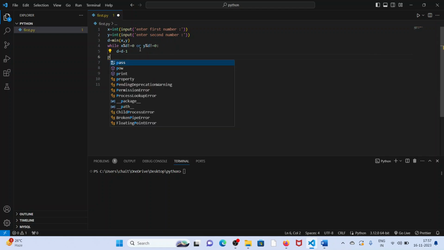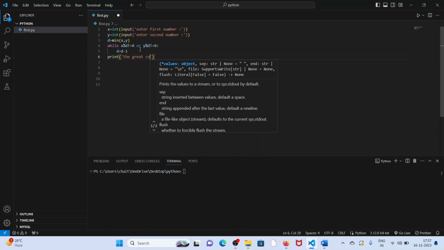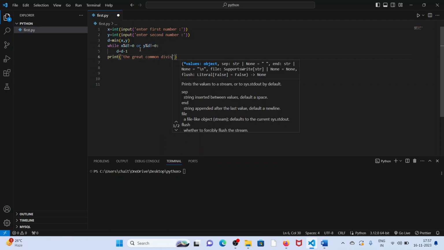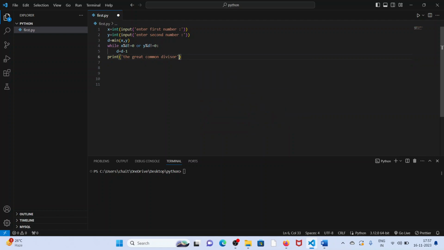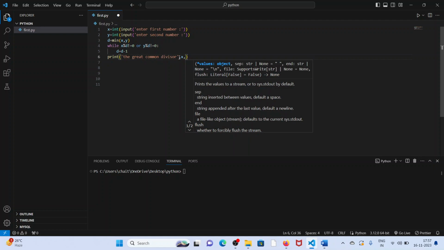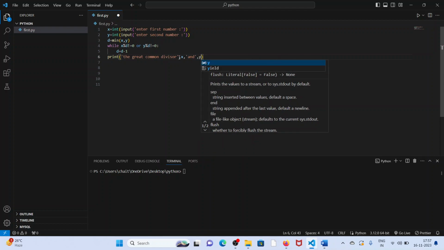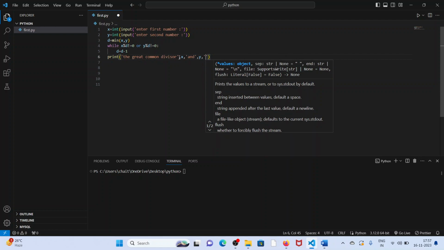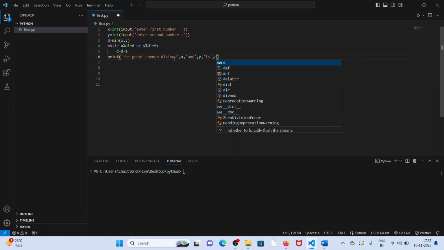I'll explain in a minute. Print: the greatest common divisor of x and y is d.